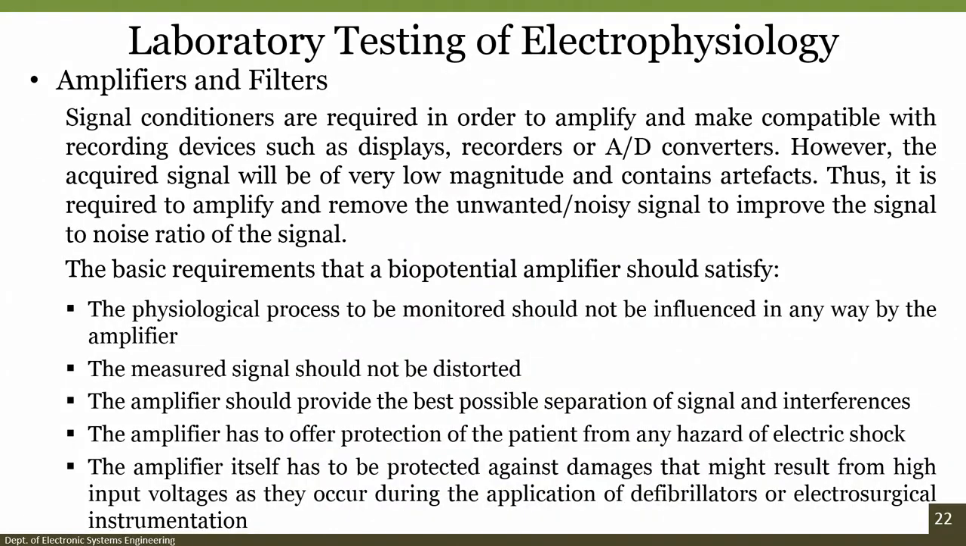However, the acquired signals are extremely small and low in magnitude, and that is why they contain artifacts. So what kind of filters do we have to use, right? If you see the slide, it is required to amplify and remove the unwanted noise because the signal is of very low magnitude, and to improve the signal to noise ratio. So the SNR we need to improve, and that is why there are basic requirements that a biopotential amplifier should satisfy.